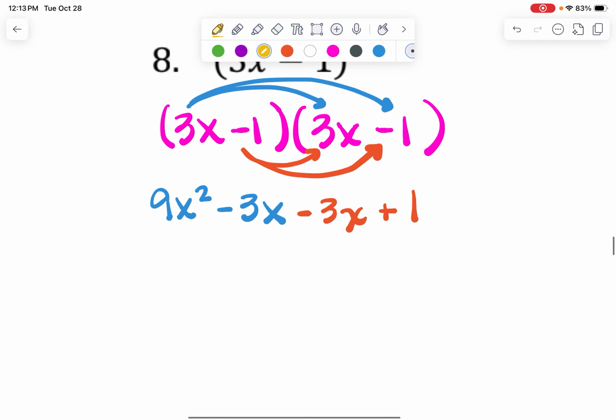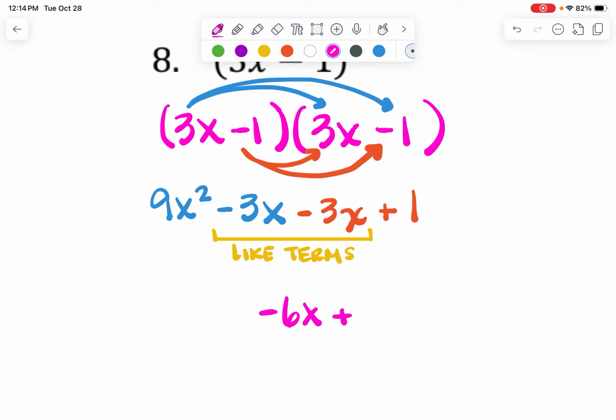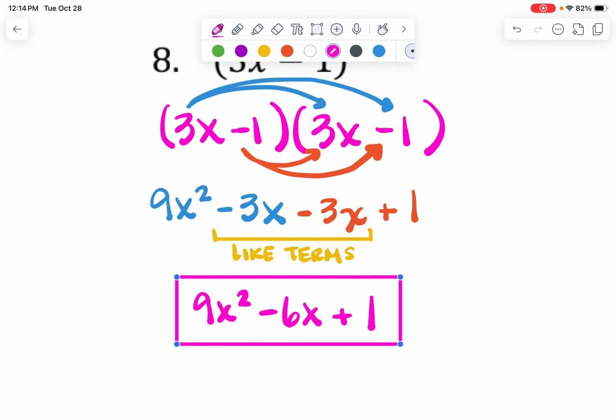And you'll notice we have the like terms in the middle. Those don't cancel each other out, right? Be really careful. When I add negative 3x to negative 3x, I get negative 6x when I combine those. And then I'm going to bring down my 9x squared plus 1 on the outside. And there you have it. Voila.